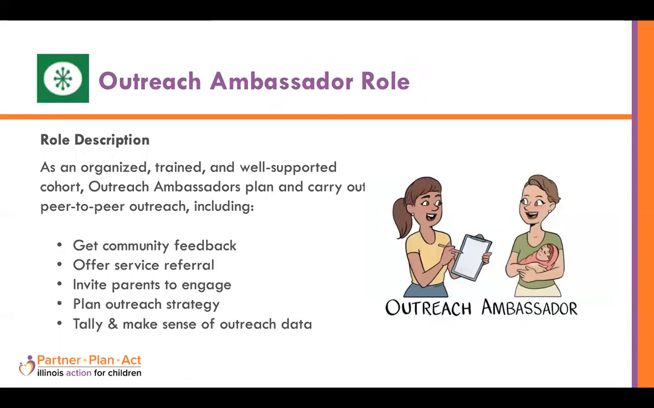Outreach ambassadors intentionally talk to and listen to other parents in their community. As an organized, trained, and well-supported cohort, outreach ambassadors plan and carry out peer-to-peer outreach, including getting community feedback, offering service referral, inviting parents to engage, planning outreach strategies, tallying and making sense of outreach data. We are not focusing on this role because it requires a considerable amount of training, support, and rollout time that regional councils might not have. We want you to be aware of the role, but it's not our priority or focus today.